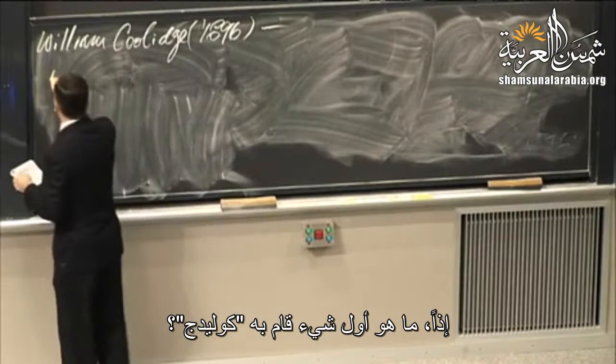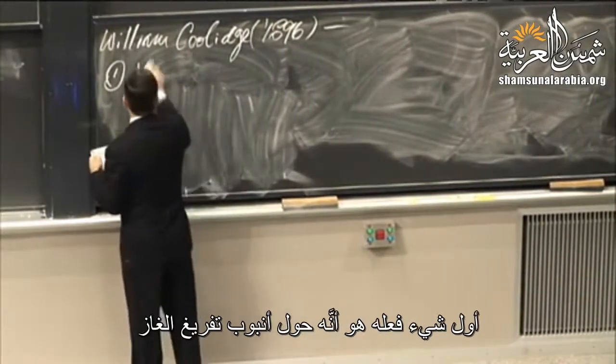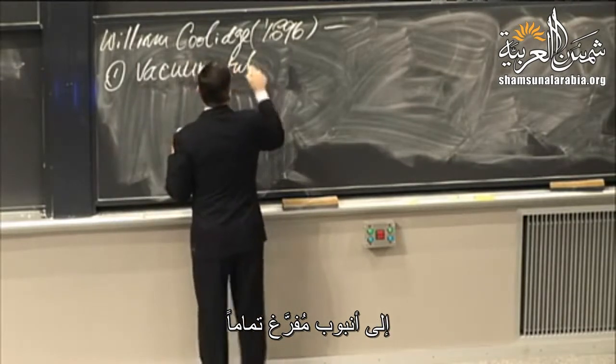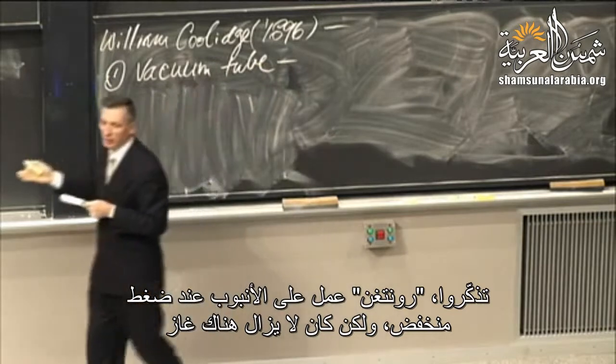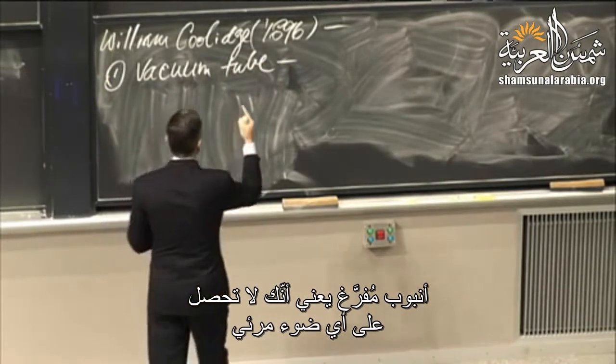So what's the first thing that Coolidge did? I mean, he was an engineer, so he was thinking about making things more efficient. First thing he did is he turned the discharge tube into a vacuum tube. Remember, Röntgen worked at low pressure, but there was still gas, and he was blinded by the light and so on. This means you don't get any visible light.